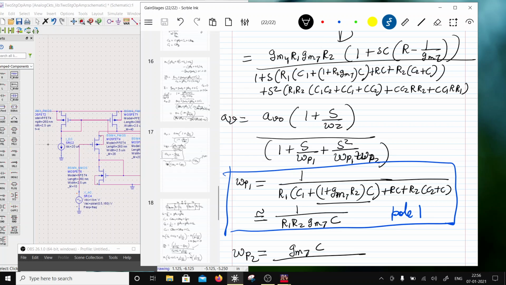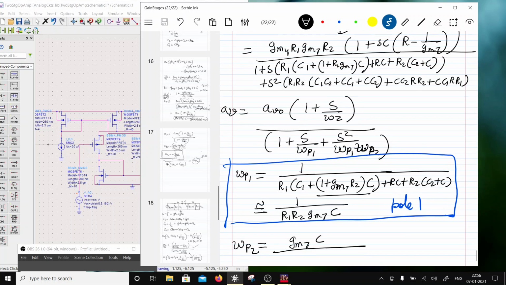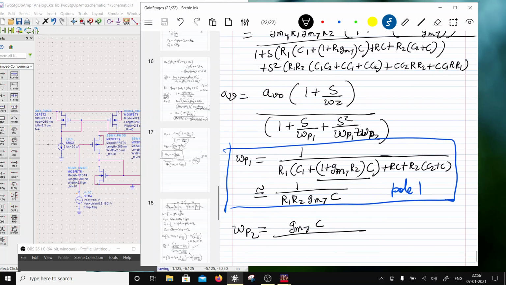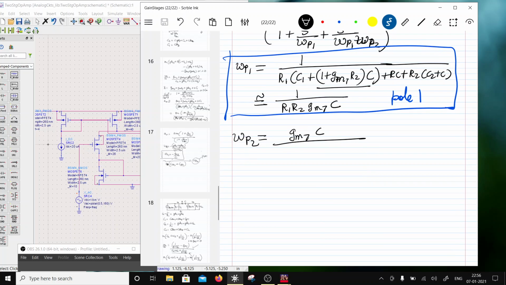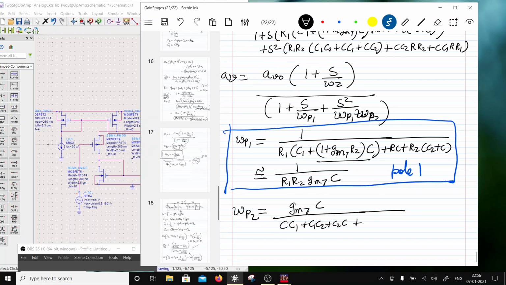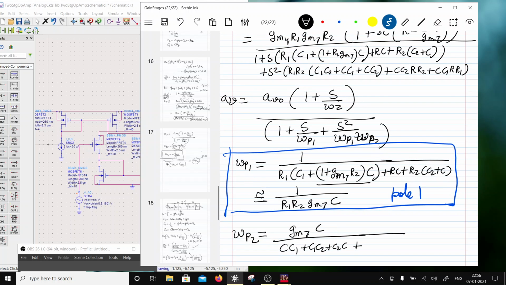Okay, so what I have common here is R1 R2 gm7 C R1 R2, right? So what I will do is I will divide by R1 R2. So I will have C1 C1 C2 C2 C. So this is the cyclic multiplication, right? Plus I have to divide by the remaining one. I have to divide by R1 R2.